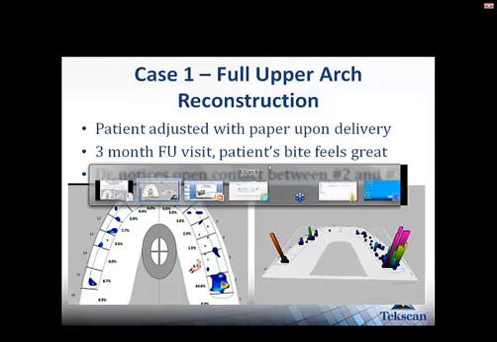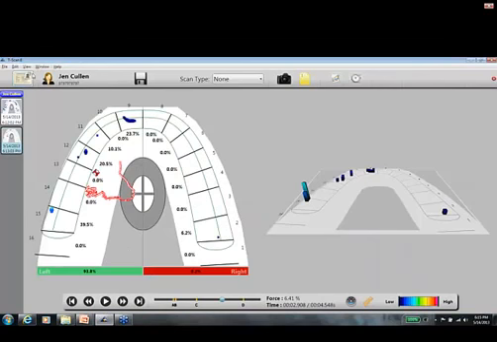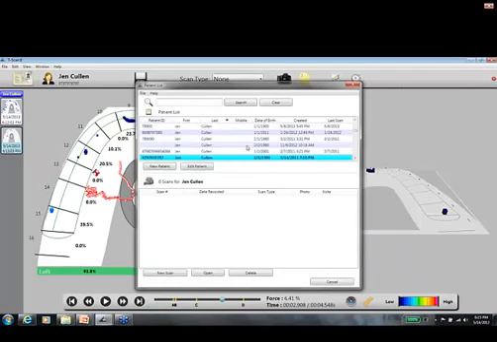So let's go into that. I'll find that case in here. So this is the T-scan software. I've got a bunch of cases in here.